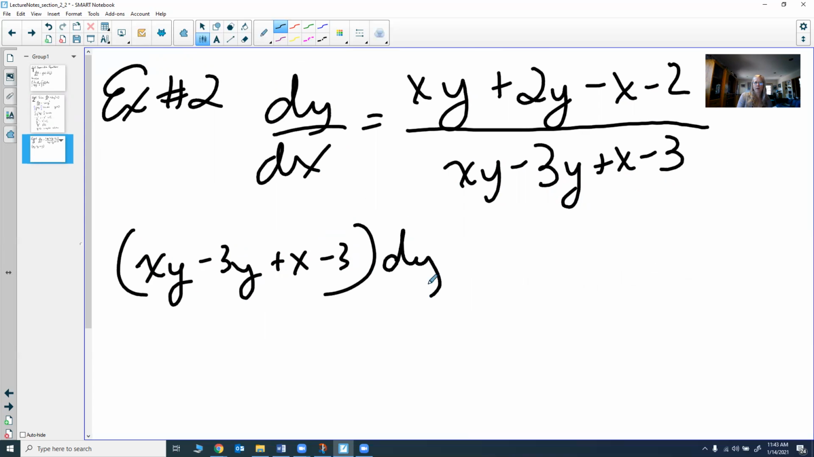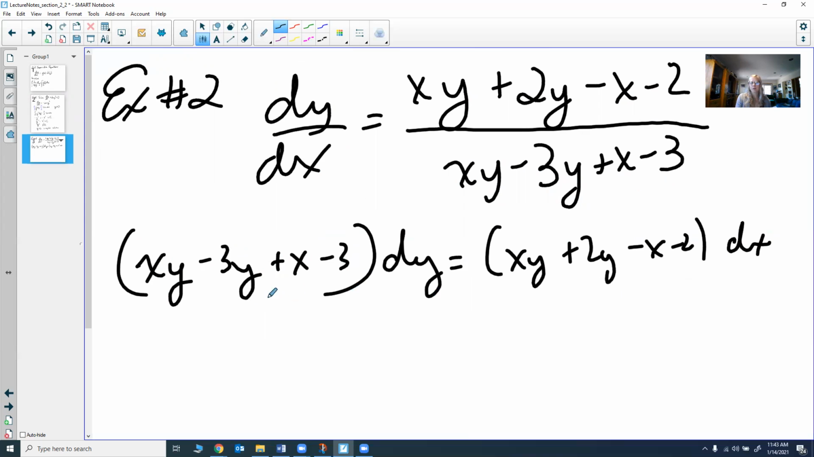So that's all being multiplied by dy. And then we have xy plus 2y minus x minus 2 all times dx. And now let's see what we can do with this. Well, again, this doesn't look like a whole lot, but I do notice that there's 4 terms here. I notice that the y is common in the first 2. I could, in fact, factor that y out of the first 2. And if I factor that y out of the first 2, I'm left with x minus 3.